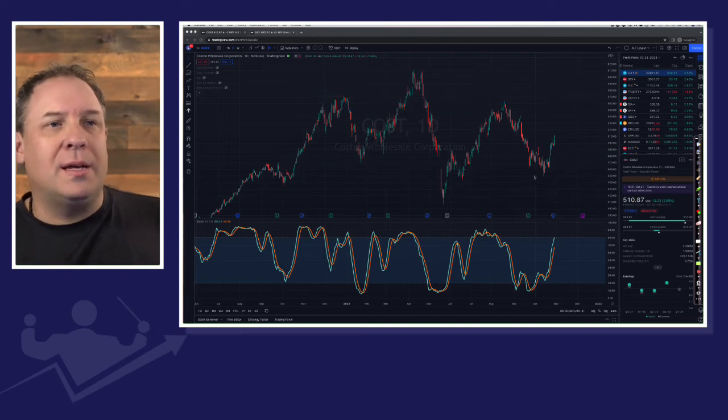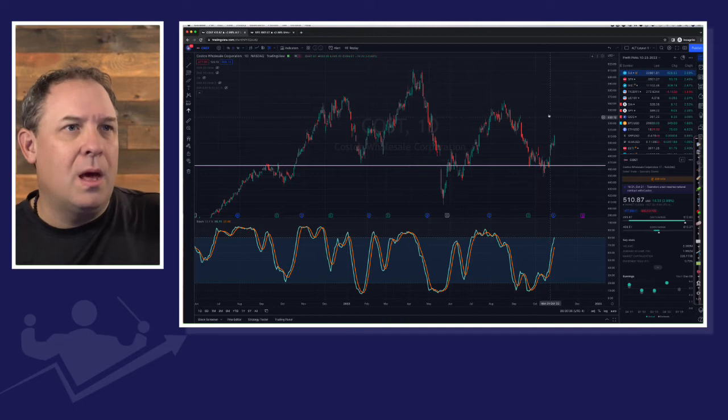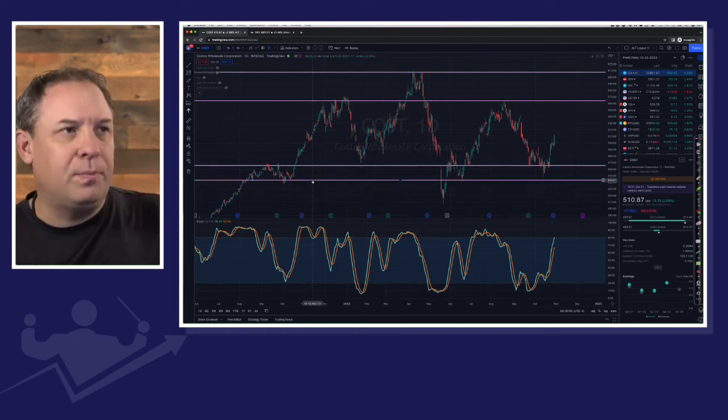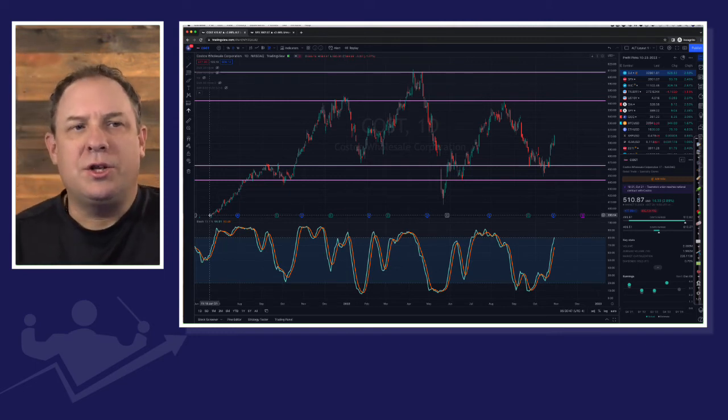Let me draw some lines in here so you can really see this. Okay, I'm going to put one right here. I'm going to put one at the top. I'm going to put one right here. See that range, that trading range? I'm going to put another support level right here. There you go. Now you can see clearly your channel. Stock moving sideways between support and resistance in a predictable repeating pattern.